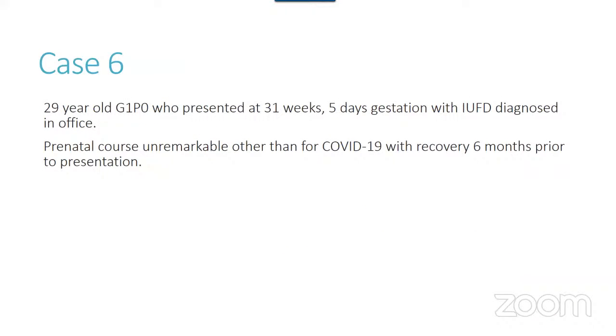So finally, our last case, this is a 29-year-old G1 presented at 31 weeks with, unfortunately, an IUFD, which was diagnosed in the office. Her prenatal course had been unremarkable, other than she had COVID-19 with full recovery 6 months prior to her presentation. So probably a red herring in this case.